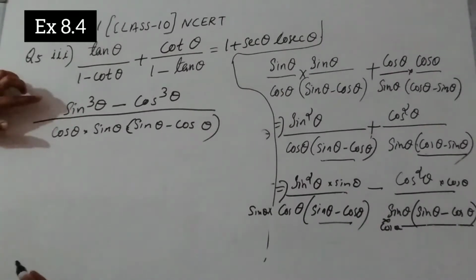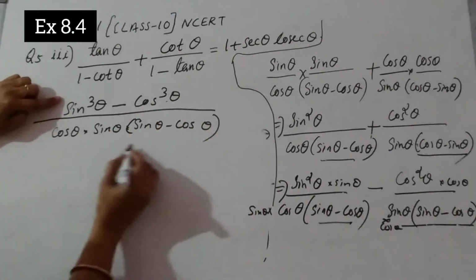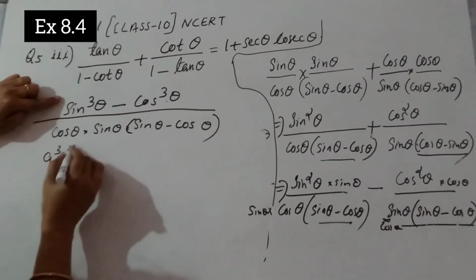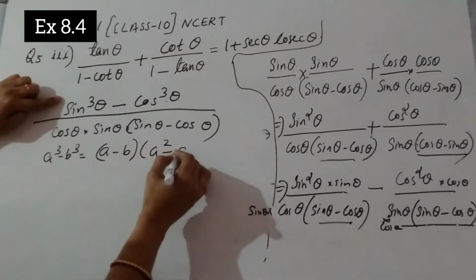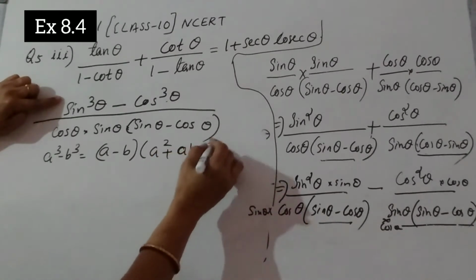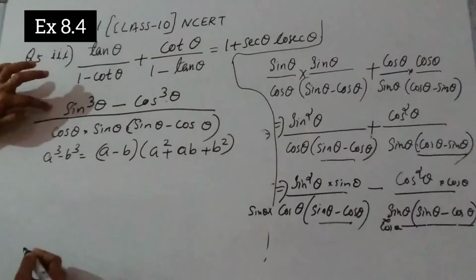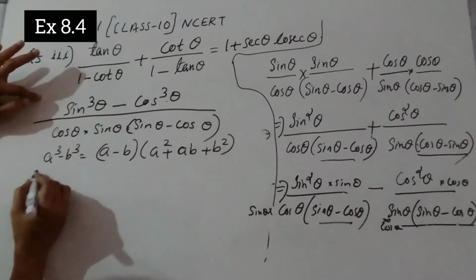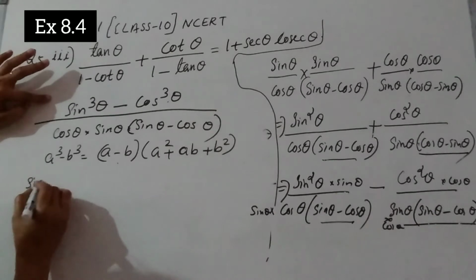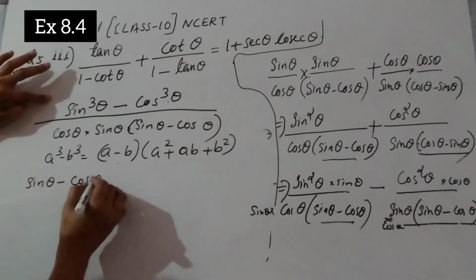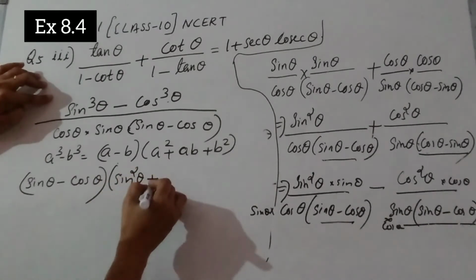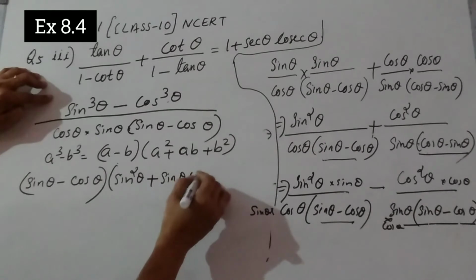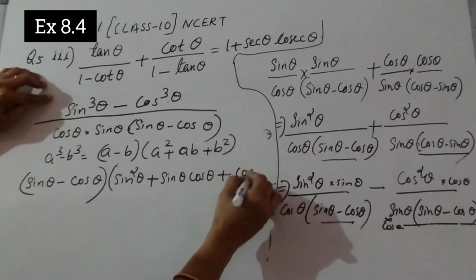Now what can we do now? Identity application we have to do. The identity is a cube minus b cube. So what is the identity? A cube minus b cube is equal to a minus b into a square plus ab plus b square. This is the identity. Now we can apply that. A is sin and b is cos. So a cube minus b cube: a minus b, that is sin theta minus cos theta, into a square, that is sin square theta, plus ab, sin theta cos theta, plus b square, cos square theta.